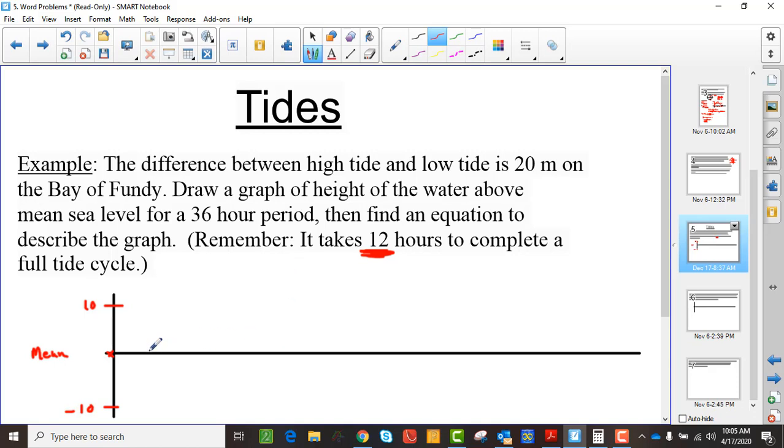So we're going to go up by a quarter of the period, right, every time. So 3, 6, 9, 12, then 3, 6, 9, 12 more, and then 3, 6, 9, and 12 more. Okay, so we're going to go up to 36. So we're going to start in the middle, then we're going to go to the highest point, then we're going to go to the middle.